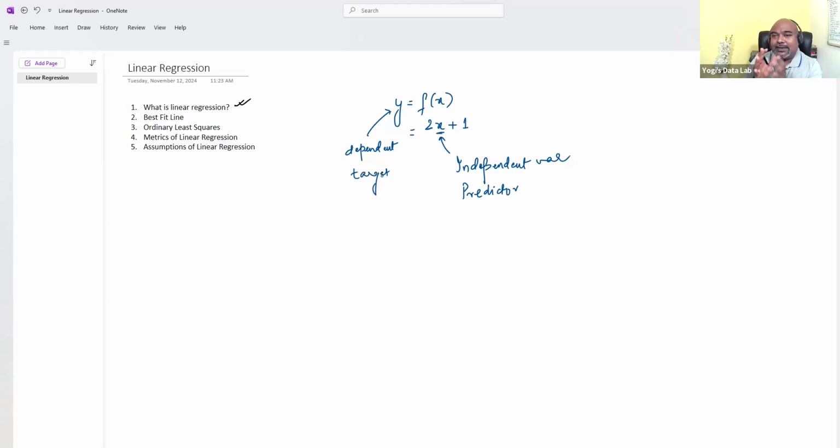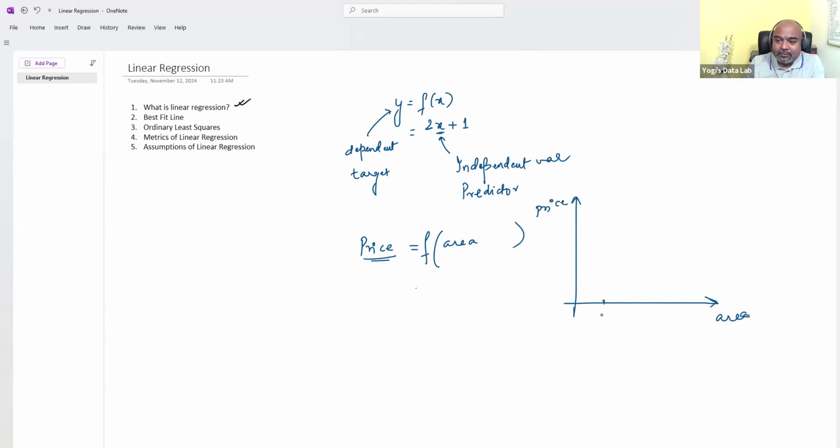Now, let's not stick to 2x plus 1. Let's try to take it to the next level where we will talk about a business use case. Let's say I want to predict the price of home. Now, a price of home is going to be a continuous variable, and hence we are taking regression. Let us say that price is a function of area of a home. When I say price is a function of area of home, it means that we can plot it this way, where x-axis is your area and y-axis is your price.